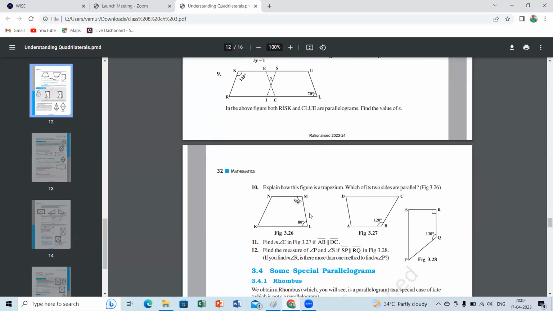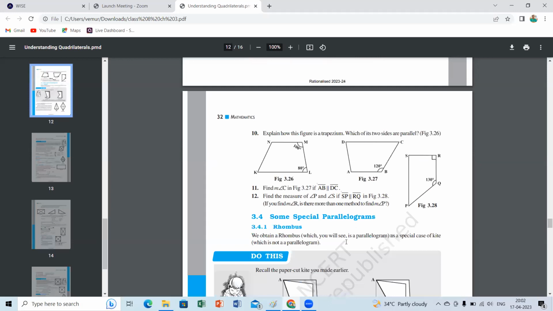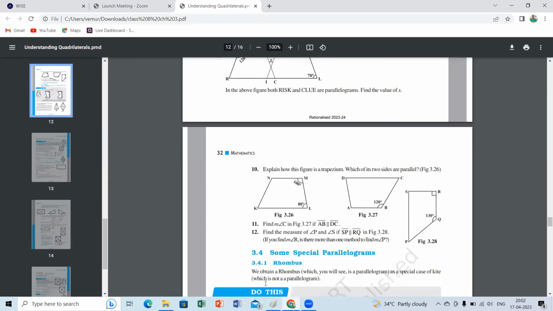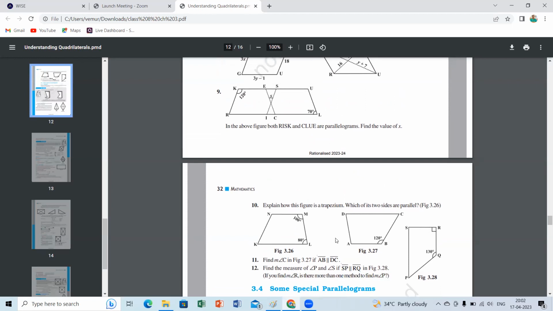Ma'am, one last doubt, ma'am. Which angle? The same only. Angle S and angle R, they're adjacent and they sum up to 180 degrees. Angle Q and angle P, they're adjacent and they sum up to 180. Angle Q and angle R, they do not sum up to 180, but they're adjacent, right, ma'am? Then is it parallel? You see, there is a condition also. What is the condition we can observe? You can observe the condition too. Is it parallel? Non-parallel.